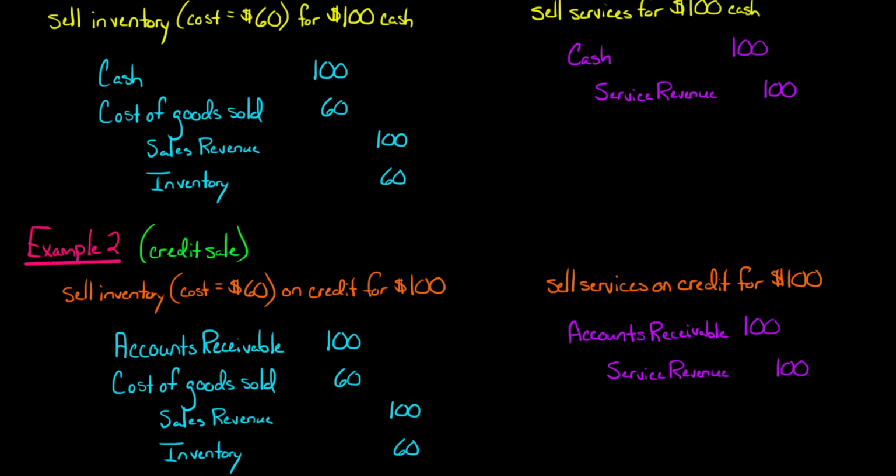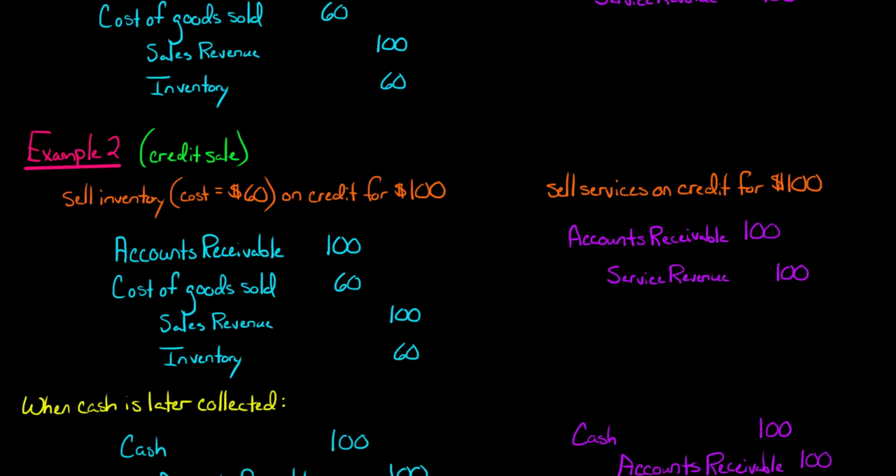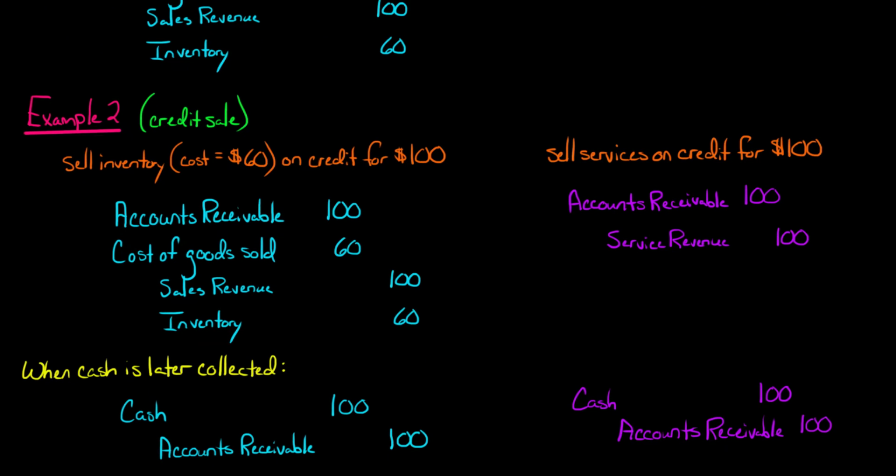Now, if the company were to sell services on credit, we're not going to have debiting cost of goods sold and crediting inventory because there is no inventory, but we're still going to debit accounts receivable and credit service revenue for $100. The company has not collected the cash yet. When they later collect the cash, they have to make another journal entry.